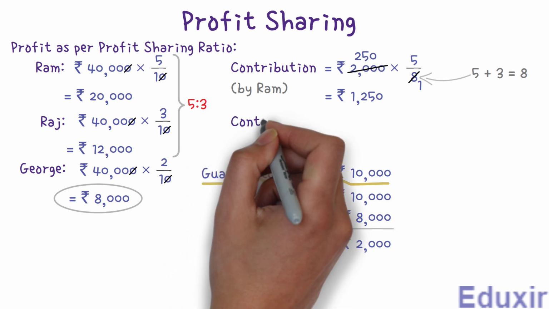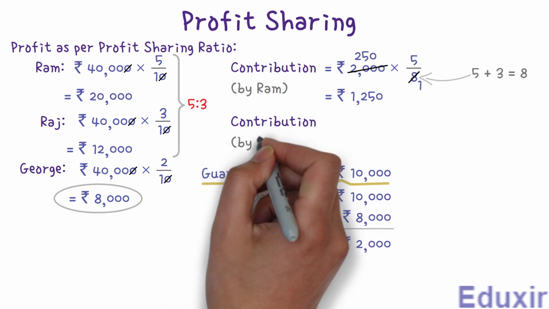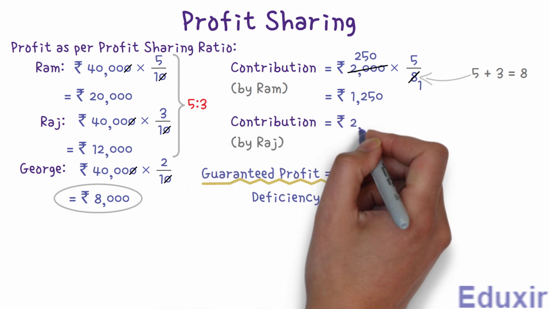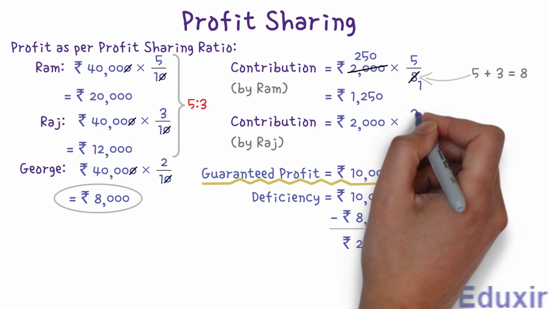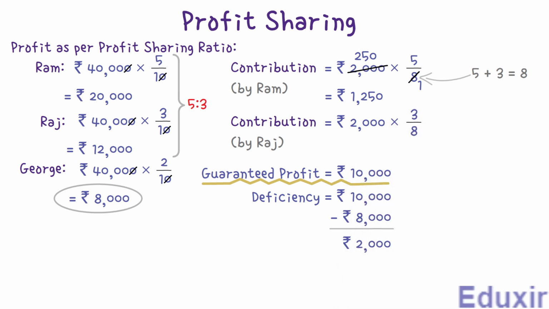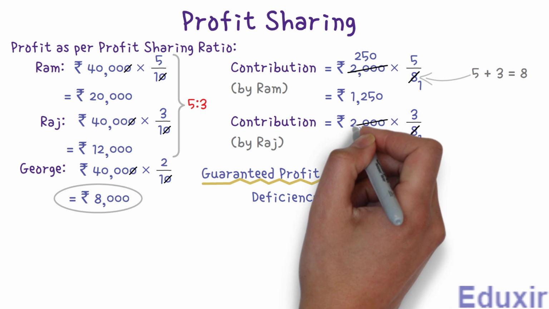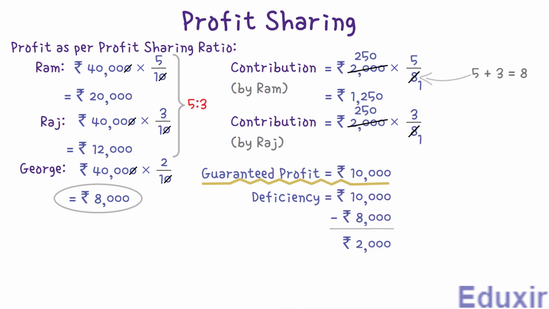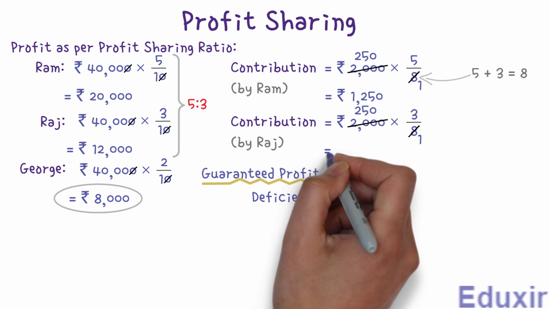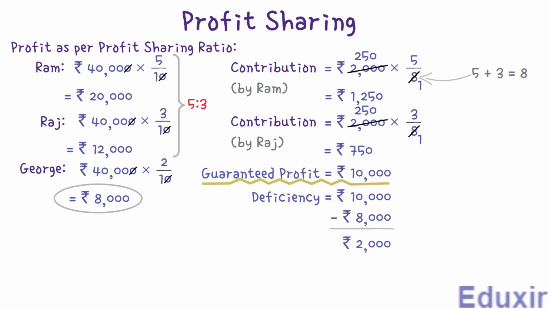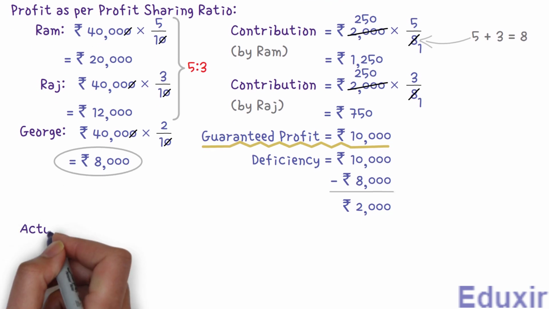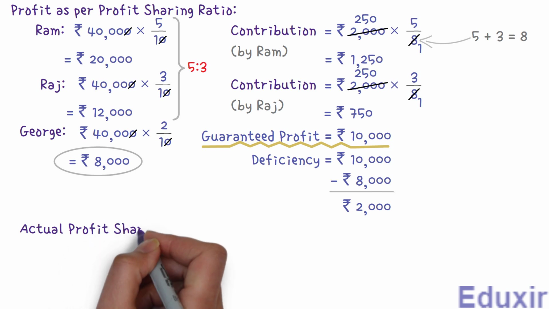Now, the contribution by the partner Raj is equal to the deficiency amount of 2000 rupees multiplied with his profit sharing ratio of 3/8. Now, cancelling with 8, 8 ones are 8, 250s are 2000. Now, if we multiply the remaining 250 and 3, we get 750. This is the contribution by the partner Raj to the deficiency in the partner George's profit amount. Considering these contributions, let us now find how much is the actual profit share of each of the partners.